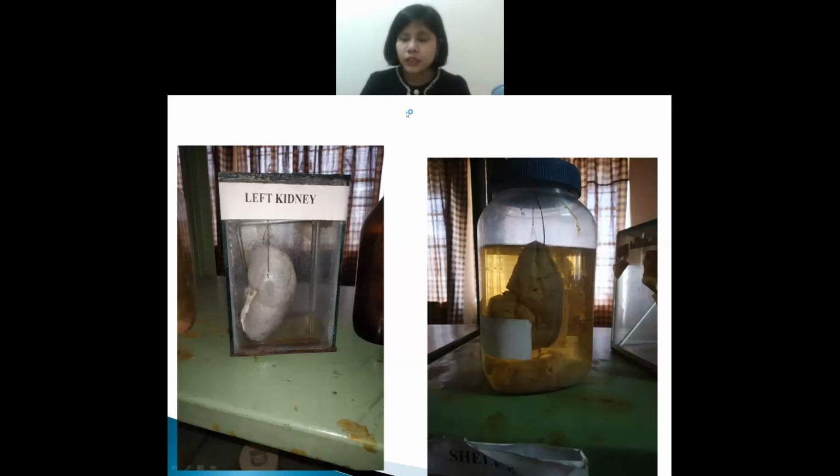And in the kidney, you will find three areas. The three areas which you will find in the kidney are: first the capsule, then the cortex, and the third is the medulla. So these are the three areas of the kidney. Is it clear, everyone? Yes, ma'am. Okay.